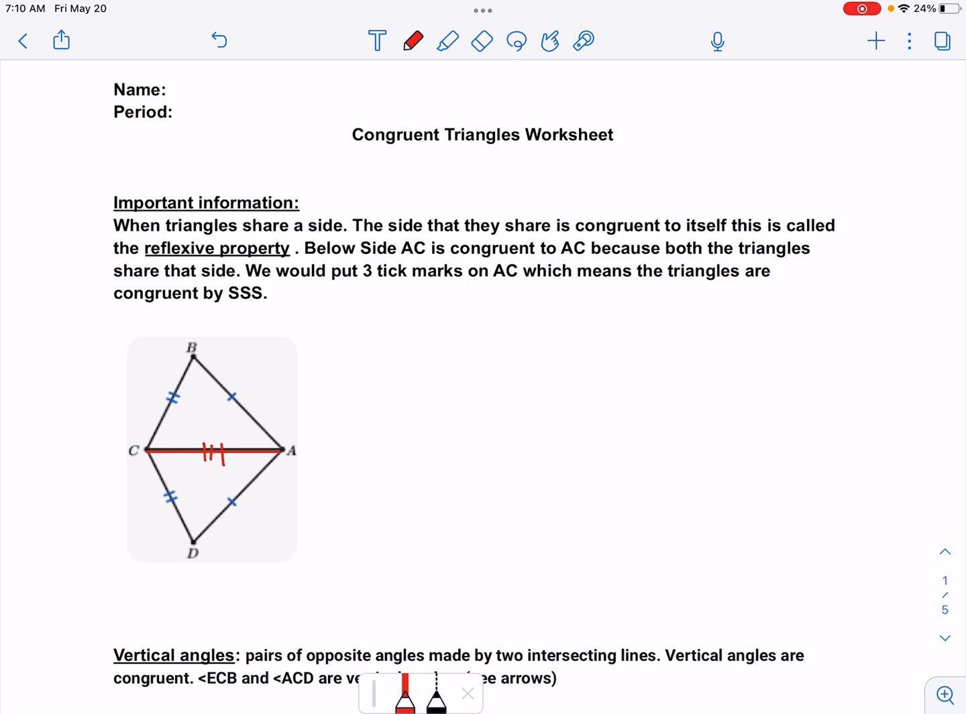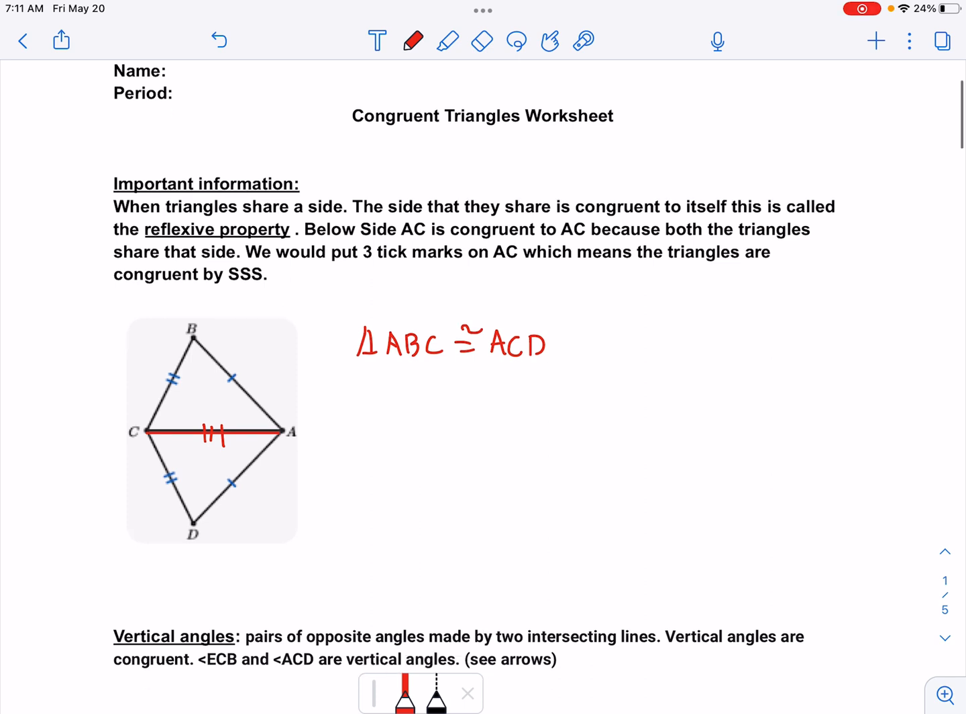Okay, and then you could see we have side, side, side. So because of that, you can see that triangle ABC is congruent to triangle ACD. That's the reflective property. Any two triangles that share the same side, that side will be congruent to itself.